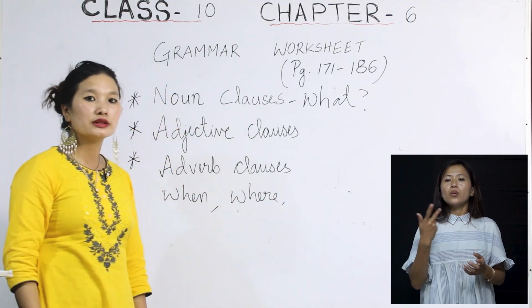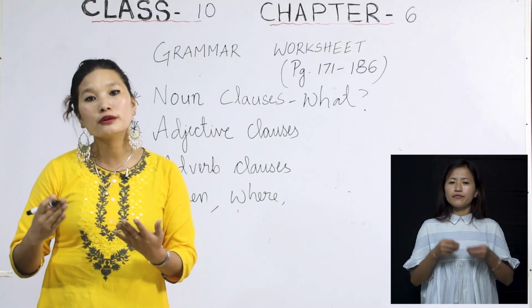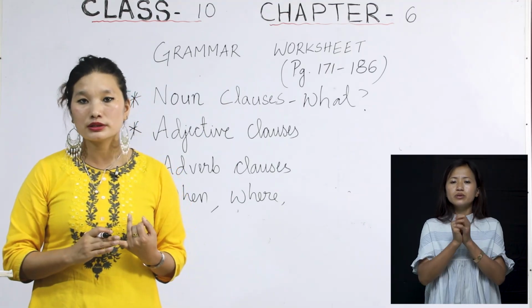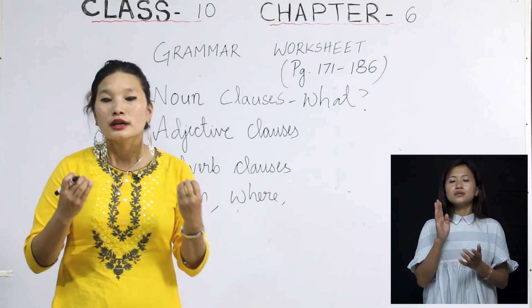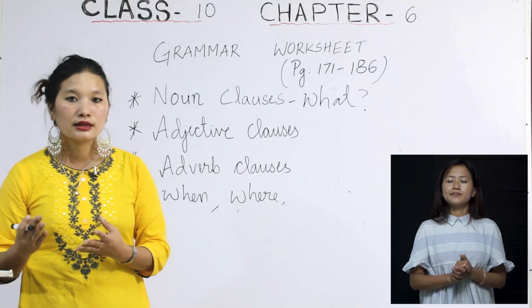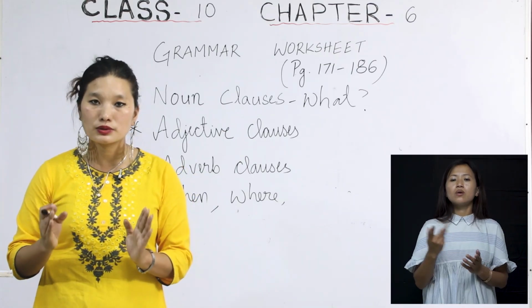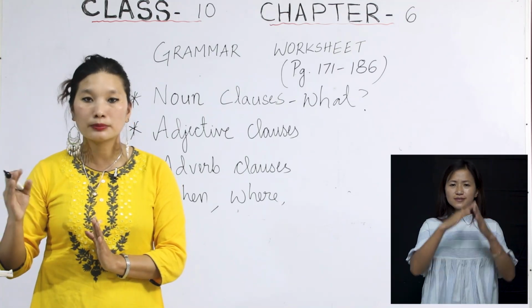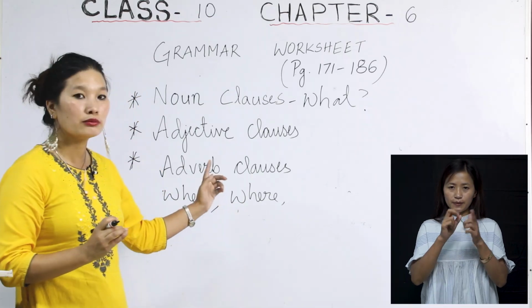The wandering singers go wherever they please, wherever their feet take them. The wandering singers, you know what is wandering, right? Who keeps moving from one place to another. So the wandering singers go wherever they please. That means, where do the wandering singers go? Wherever they please. Wherever they please becomes the adverb clause of place.